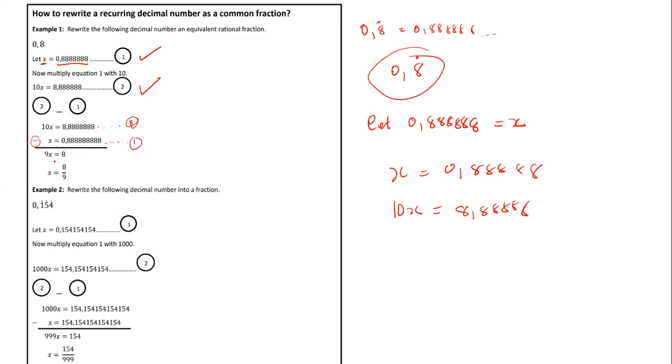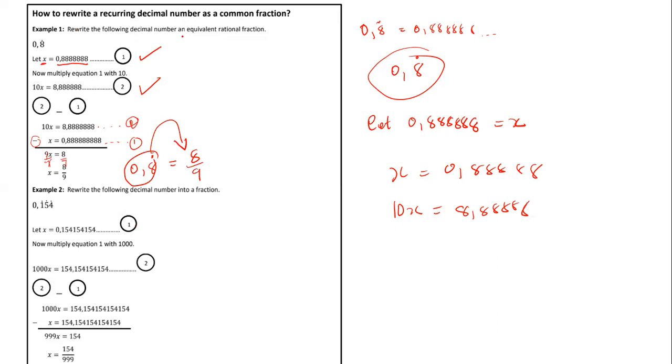Now we have 9x is equal to 8. But because we are looking for x, we divide both sides by 9. When I divide here by 9 and there by 9, the 9 cancels the 9 and I'm left with x. So on this side of the equation I have 8 over 9. This is my value of x. Now this x is the same as this recurring decimal, so 0,8 recurring is the same as 8 over 9. Go to your calculator and type 8 over 9, and you will see you get 0,8888888, with the last number being 9. This is the correct way to convert this into a fraction.